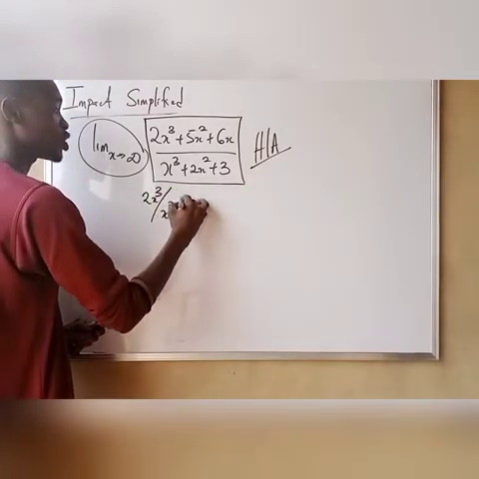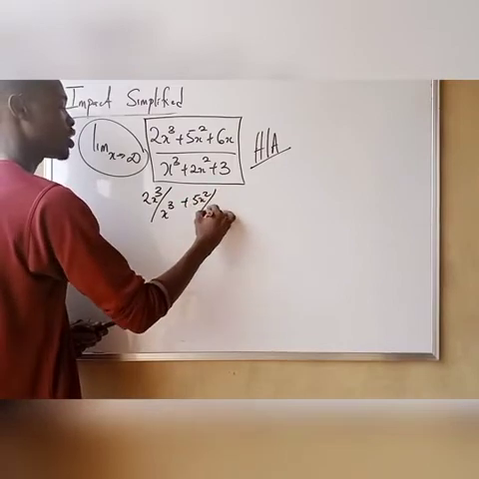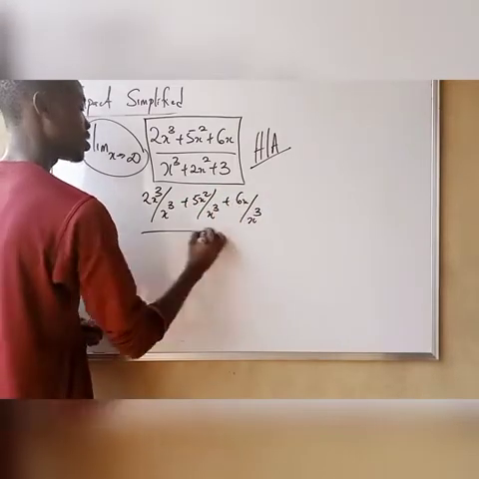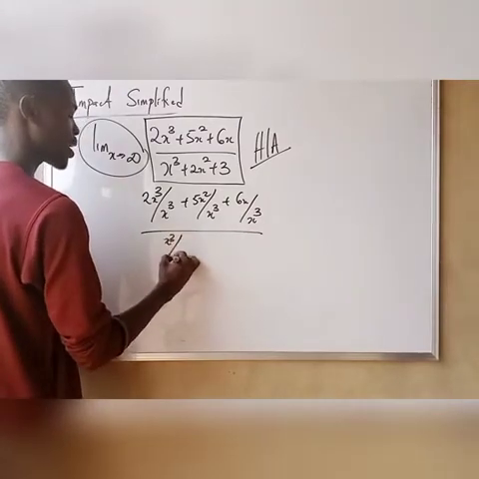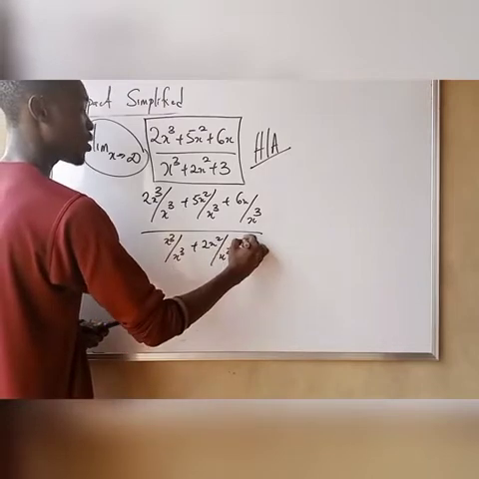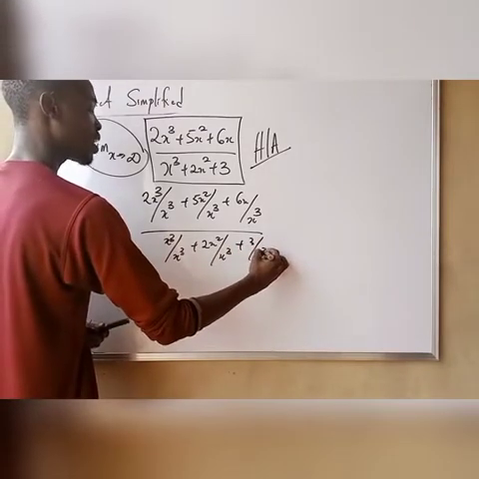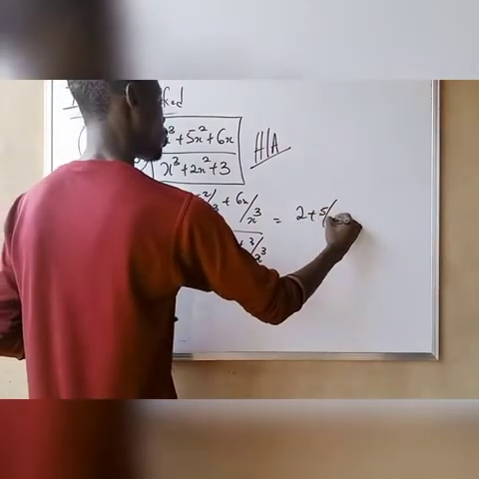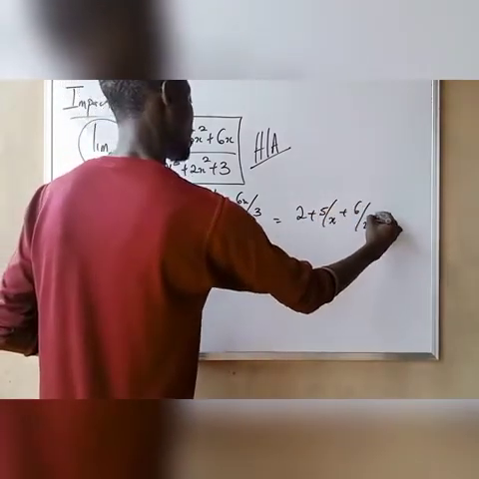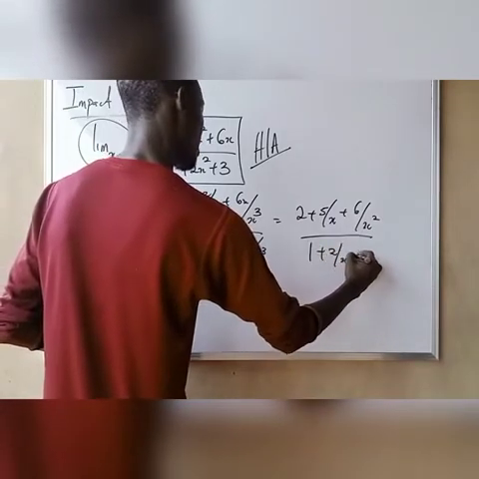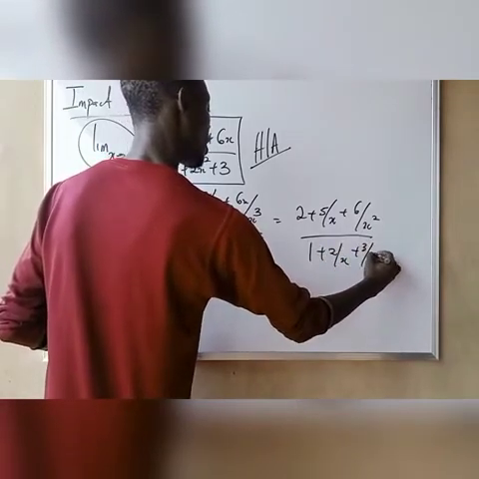That will give us x cubed. This also you divide by x cubed, this also, and this also. All the terms you divide by the highest power of x. And if we have this, then what do we have? This will give us 2 plus 5 over x plus 6 over x squared, over 1 plus 2 over x plus 3 over x cubed.